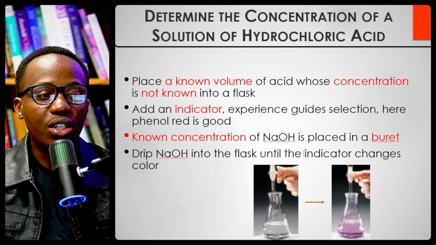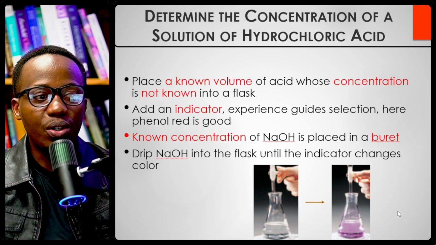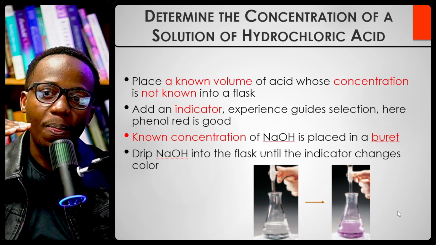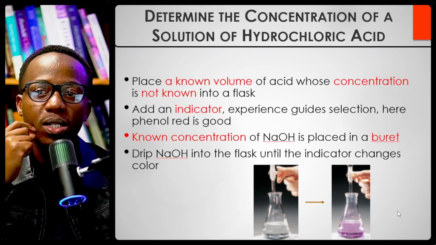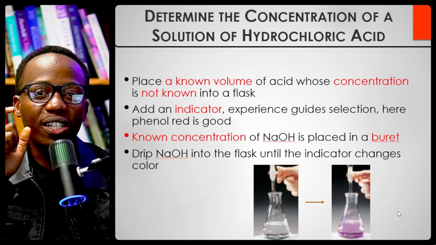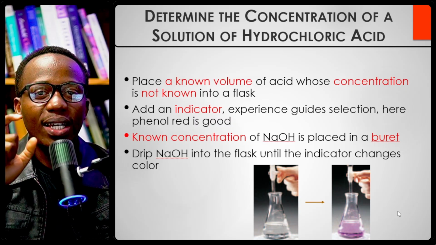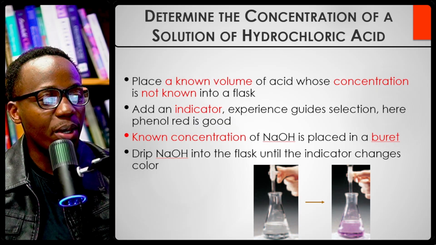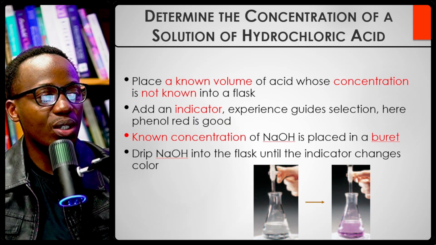Because we don't want a dark pink, we want a light pink color. When you get a dark pink color, then you've already gone past your equivalence point, right? So I want us to get a really good light pink color so that you can get an accurate concentration. So that takes me to the next step. How do we calculate the concentration?